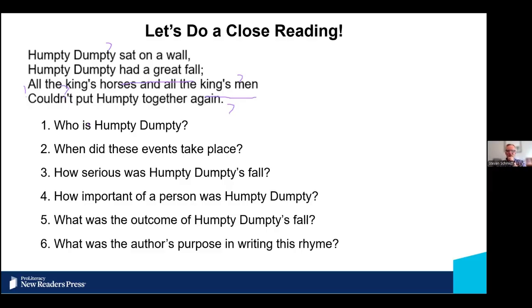Let's see. Jeremy says Middle Ages, medieval seems to be popular. Yeah, horse-drawn travel, which we really haven't done a lot of in the last 100 years anyway. Good, good, good, good. So we're getting some clues and trying to go from there. Let's see. Let's do three. How serious was Humpty's fall? And please use some evidence from the text.